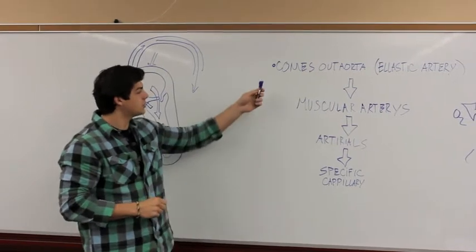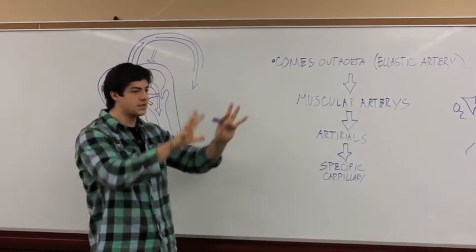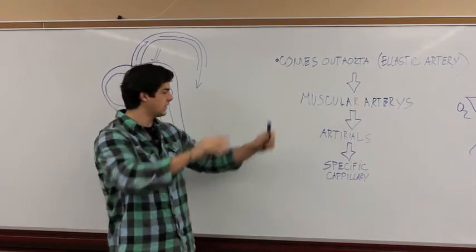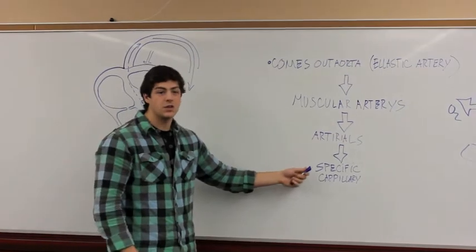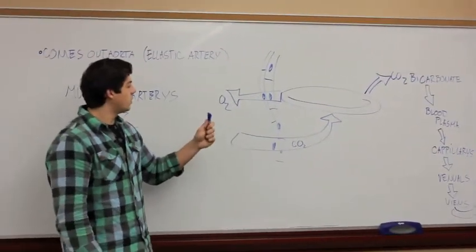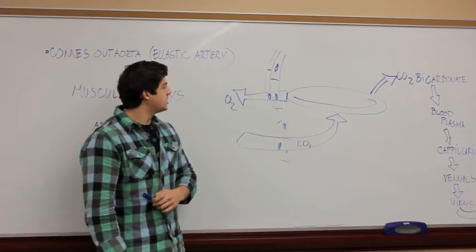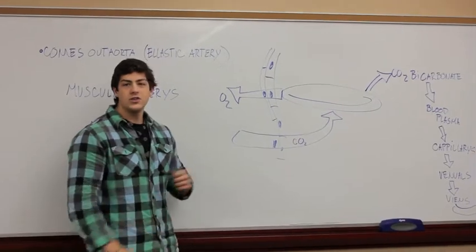From here, that oxygenated blood will travel through the body, through the muscular arteries, then into smaller areas as it splits up into finger-like areas, into the arterioles, and then finally into specific capillaries along the tissue beds which need more O2. At this point, the red blood cell will lie adjacent to the membrane of the tissue, which is now going to undergo internal respiration.